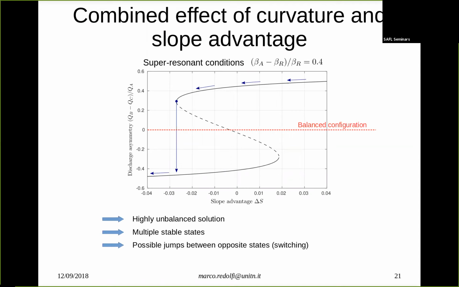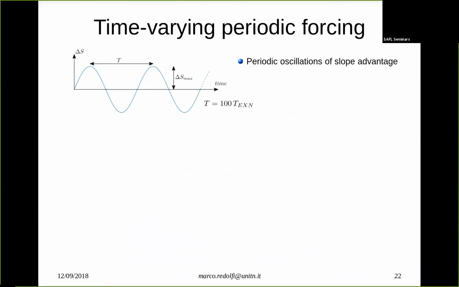In this case, if you imagine varying the curvature or the slope advantage, you will never get a balanced solution, but you can have jumps between opposite solutions. And you can also have hysteresis of the response when you vary one of the forcing parameters. So very different behavior.